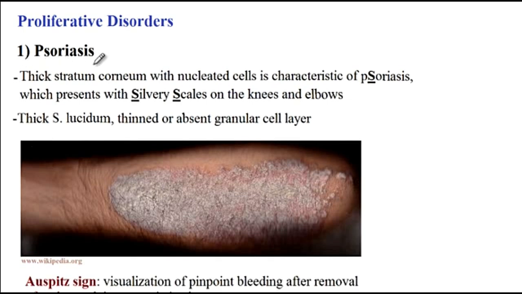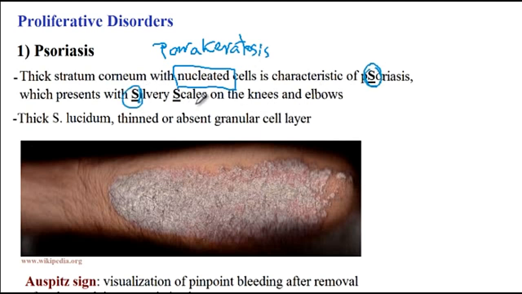The first condition is psoriasis, where there is a thick stratum corneum with nucleated cells. You can recall that the stratum corneum was made of dead cells with no nucleus. So in patients that have psoriasis, the stratum corneum layer has retained nuclei within cells. The other term for it is parakeratosis, meaning that there is retention of nuclei in the stratum corneum. Now, in terms of the clinical presentation, patients with psoriasis present with silvery scales on the knees and elbows. So the memory aid that I have for you is that psoriasis presents with silvery scales.